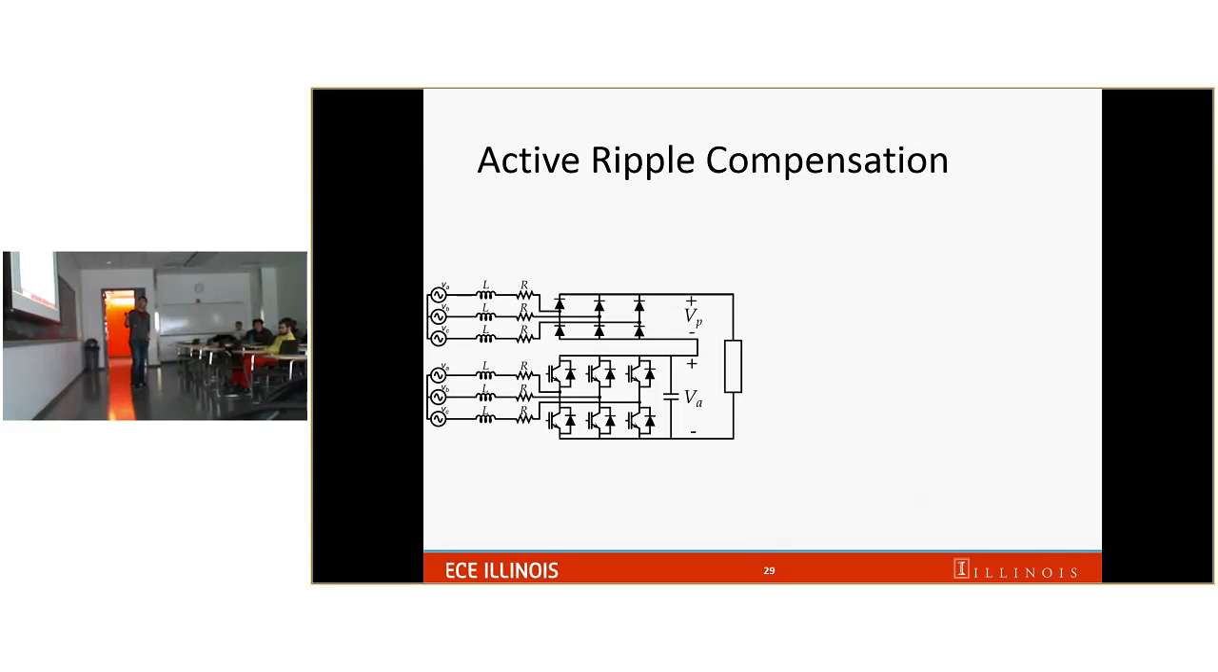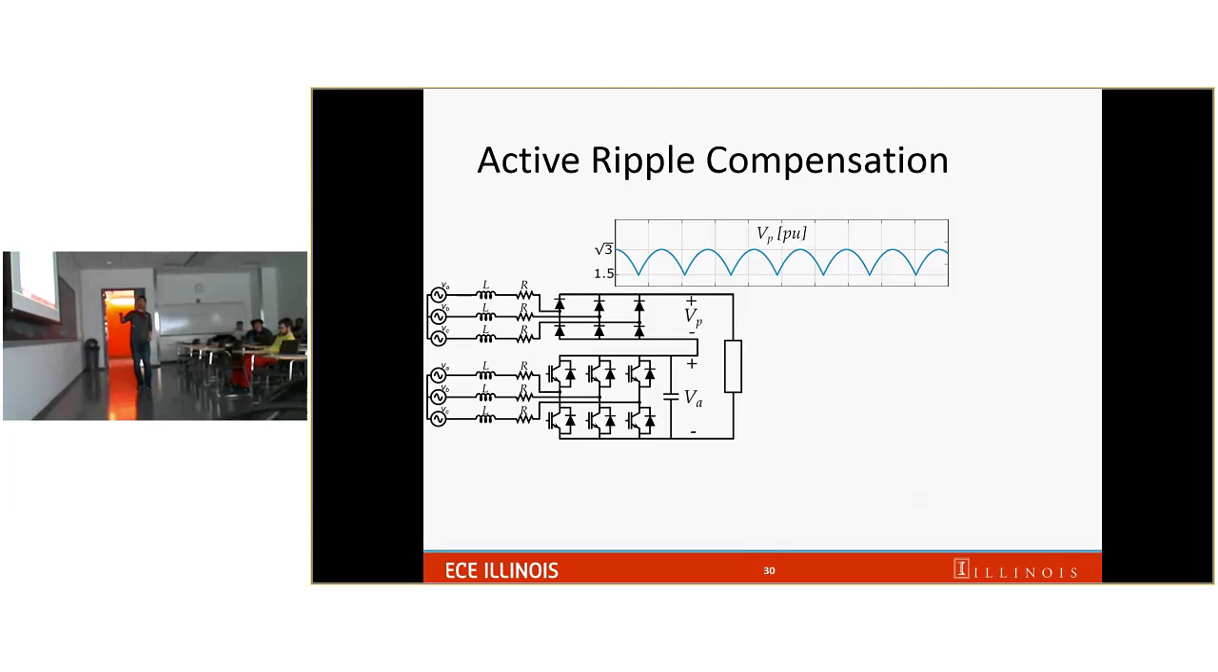Okay, so we do active ripple compensation. Conceptually, how it works is we have the diode bridge here, and if you have the sinusoidal input to the diode bridge, the output voltage Vp of the diode bridge will have the ripple. The magnitude is about 20% of the line to neutral voltage of the source. Here, because we don't have the filter capacitor, the ripple just stays there.